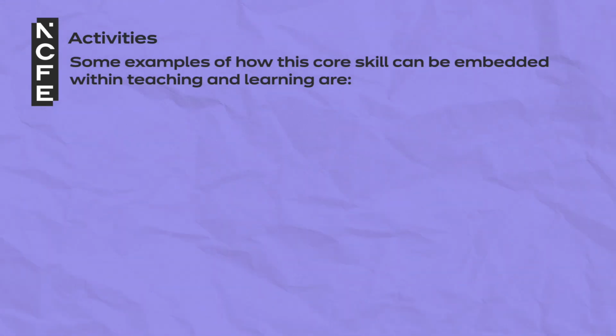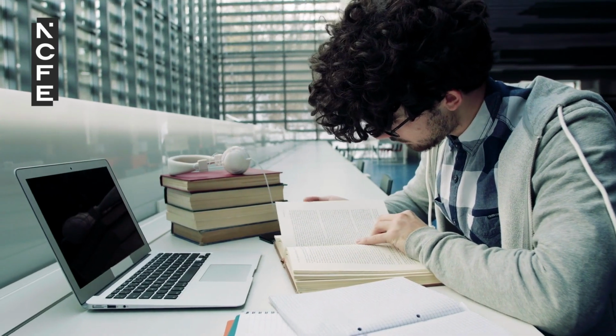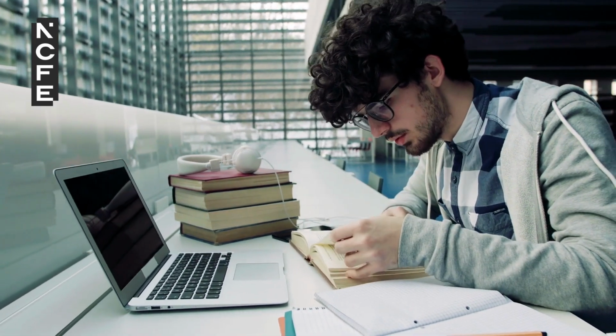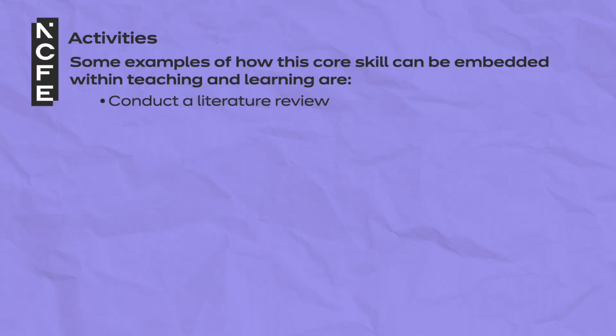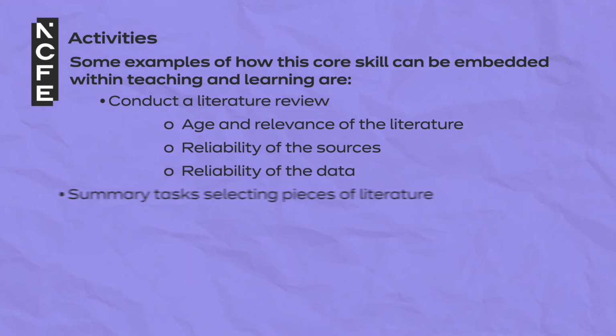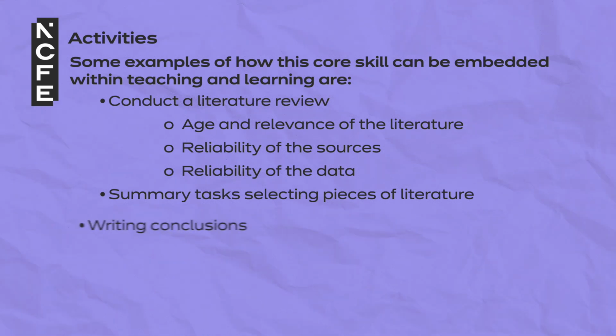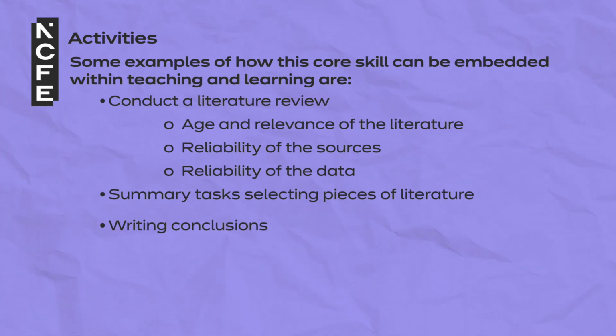Researching is assessed in Task 1, the research task, and Task 2, planning a project, within the employer set project. Some examples of how this core skill can be embedded within the teaching and learning are conducting a literature review, where students review a number of primary and secondary sources related to the topic being taught. This provides students with the opportunity to discuss the themes of the research, as well as evaluate the various sources provided based on age and relevance of the literature, reliability of the sources, reliability of the data. Other examples are summary tasks where students select pieces of literature based on whether they would be suitable to use when informing a project plan, and practice writing conclusions when using primary and secondary sources.